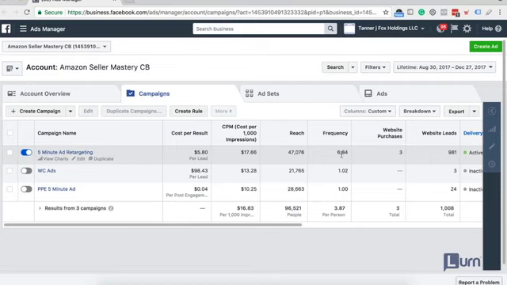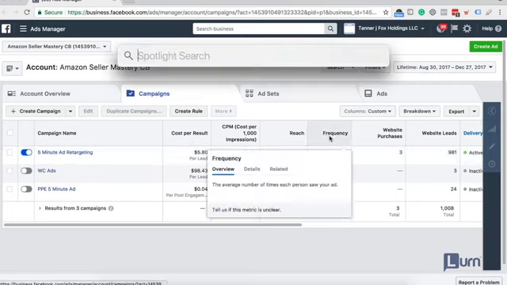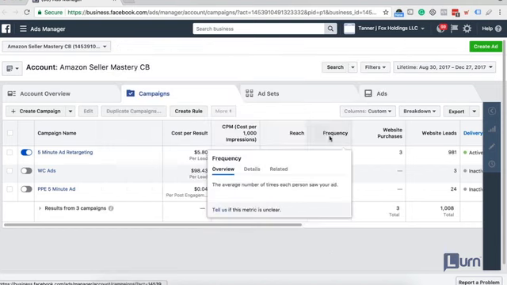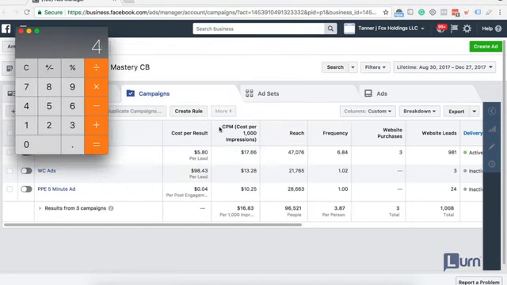So essentially this means that this particular audience of 47,076 people, if I take out a calculator right over here, if we take 47,000 on average and round the frequency up to 7, that means out of 47,000 impressions, for the 47,000 reach, one person saw it on average 7 times, which means that we have around 6,715 unique people that saw this particular ad.